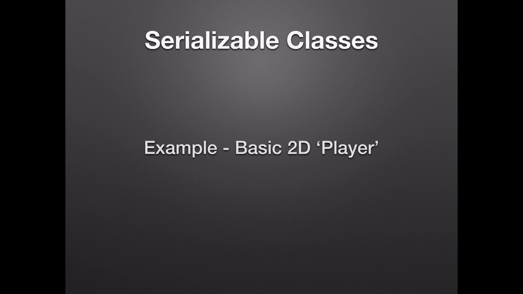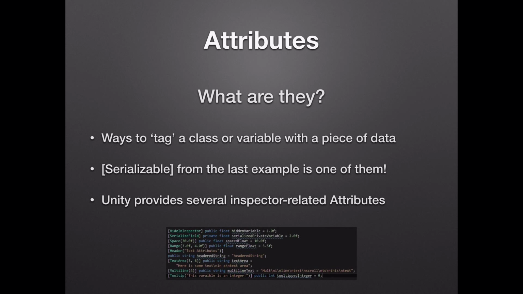So second, what we'll look at is another way to clean up the editor: attributes. First of all, what the heck are attributes? Attributes are a feature of C# that essentially lets you tag a class, a variable, a function, pretty much anything with some sort of data that other code can access using reflection. We're not going to go into reflection. Reflection is black magic. If you want to look into it, feel free, but you don't really need to worry about it for this.